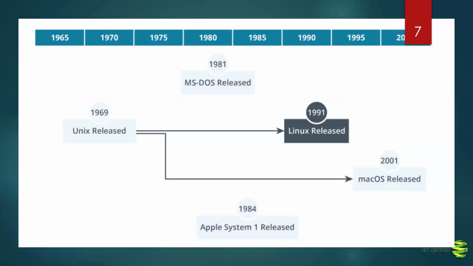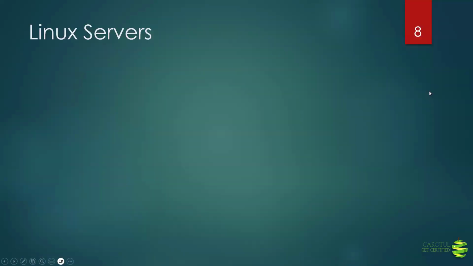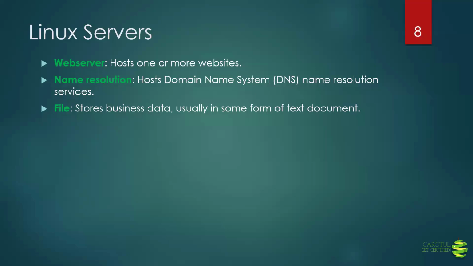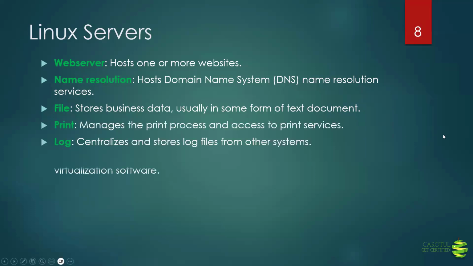But of course, as I mentioned, although it was intended for personal computers or PCs, it is actually used now as a server. So what are the different servers where we can see Linux implementation? There are many implementations you will see. Web services are a very, very common server. Name resolution, DNS, name to IP resolution; you can create it as a DNS server as well. File server for storing business data, usually in some form of text documents, and also transferring files. Print server, logging, and virtualization and containers.